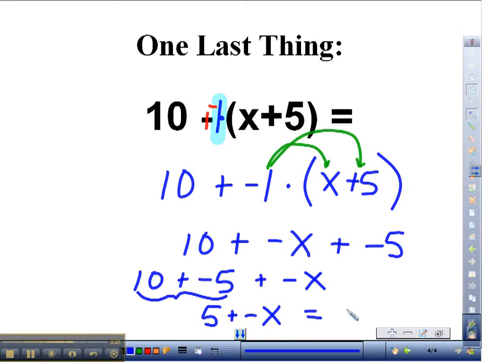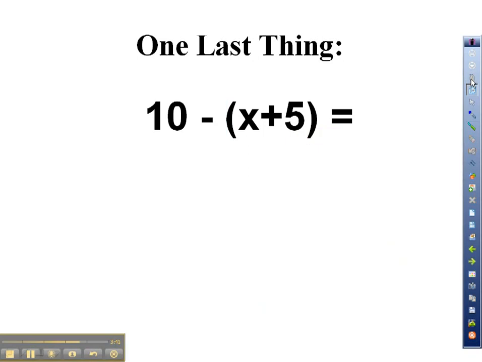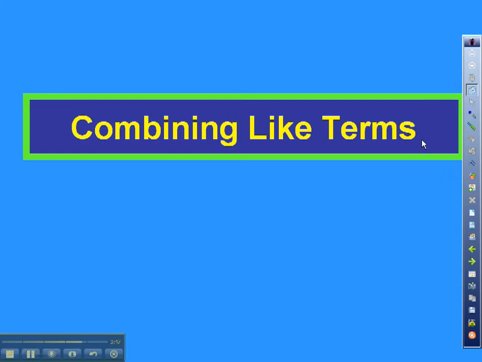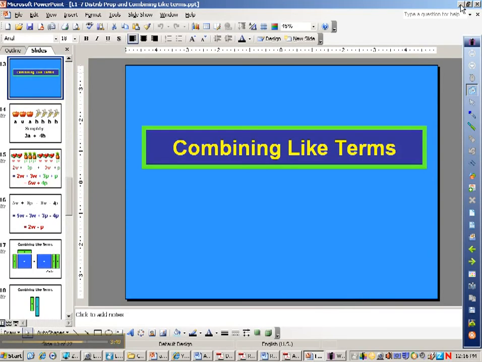In algebra, you'll see this written as 5 minus x, because 5 plus negative x and 5 minus x mean the same thing. If I wrote it this way and I added a line and changed the sign, I would get back to that. Okay, let's take a look at a couple of problems on this worksheet that you guys have today. We'll do combining like terms a little bit later.